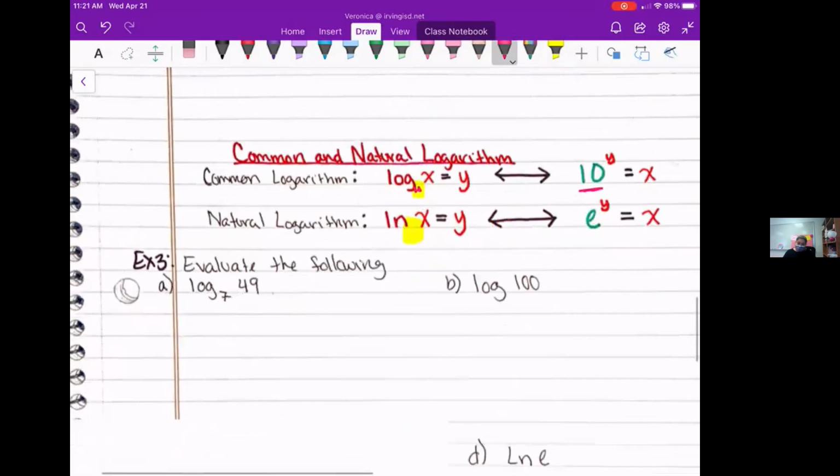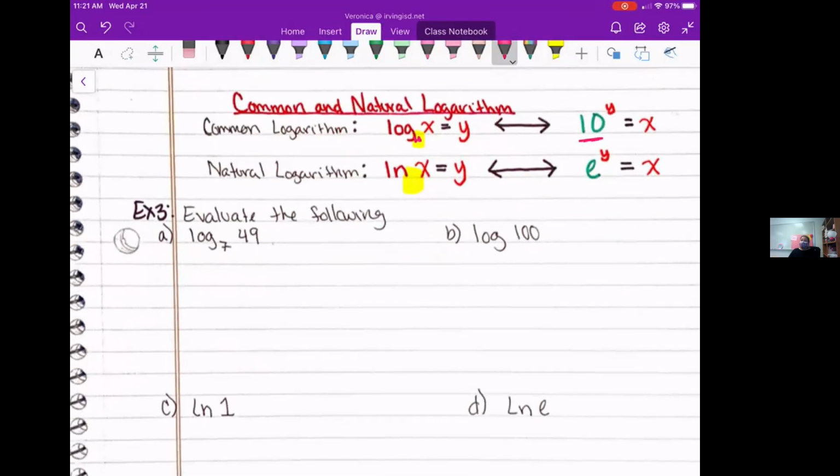So example 3, evaluate the following. First of all, what do you notice? What are you going to have to do with A? You have to convert it to exponential, because I said evaluate, so I want to know what this is equal to. Because my base is 7, I can convert it to exponential. This question mark is technically x. So 7 to the power of what is equal to 49? Who knows? 7 to what power is 49? 2. So what is your x?